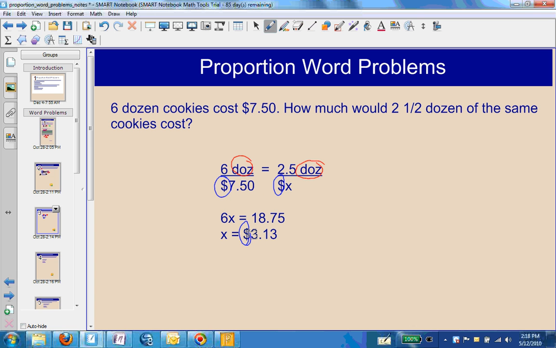We're going to cross multiply, and when we do, we get 6 times X here, and then 7.5 times 2.5 gives us 18.75. So 6x equals 18.75. We're going to divide both sides by 6, or multiply by 1/6, and x equals $3.13.